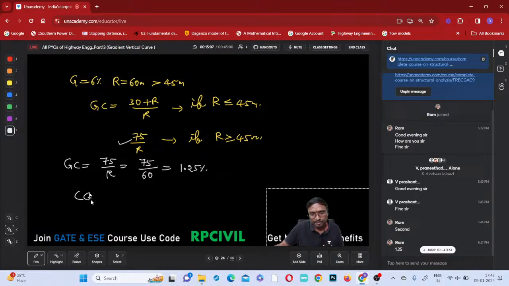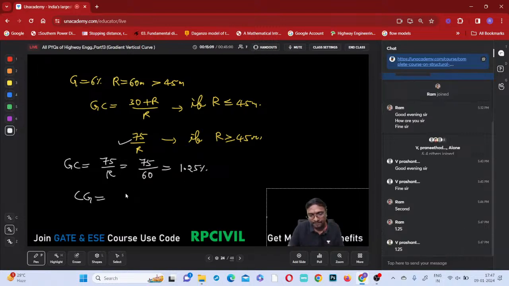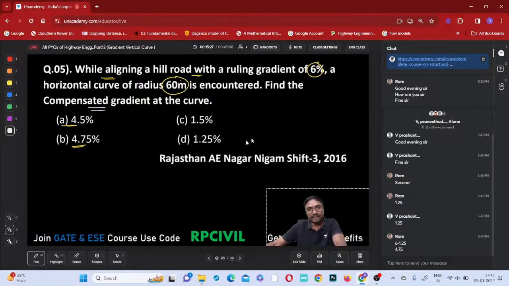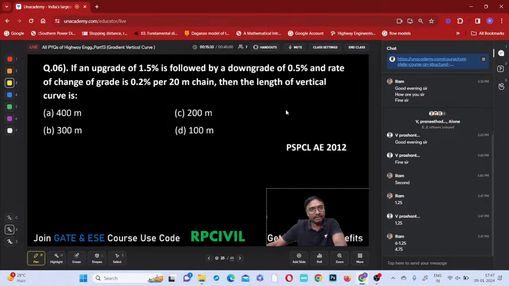Then what is the compensated gradient? If you just observe, the compensated gradient will be equal to the original gradient minus this grade compensation, that is 6 minus 1.25, right? How much will it become? 4.75 it will become, or not? Obviously, 4.75 percentage it will become. Which one is the correct answer now? 4.75 percentage means that option B will be the correct answer, right?